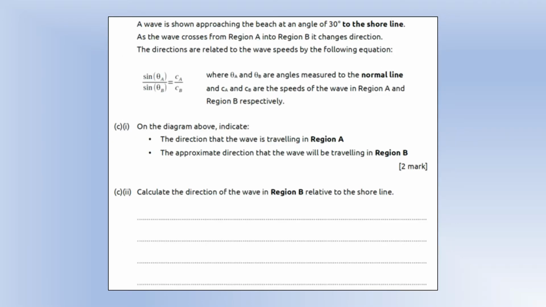Okay, so the wave is approaching the beach at an angle of 30 degrees. And as we cross from A to B, we're going to get refraction. And this equation you can see here is essentially a rearrangement of Snell's law that you probably haven't seen before. But the angles are still measured to the normal, just like in Snell's law, and we've got the 2 speeds there. On the diagram, indicate the direction the wave is travelling in region A, and the approximate direction the wave will be travelling in region B.